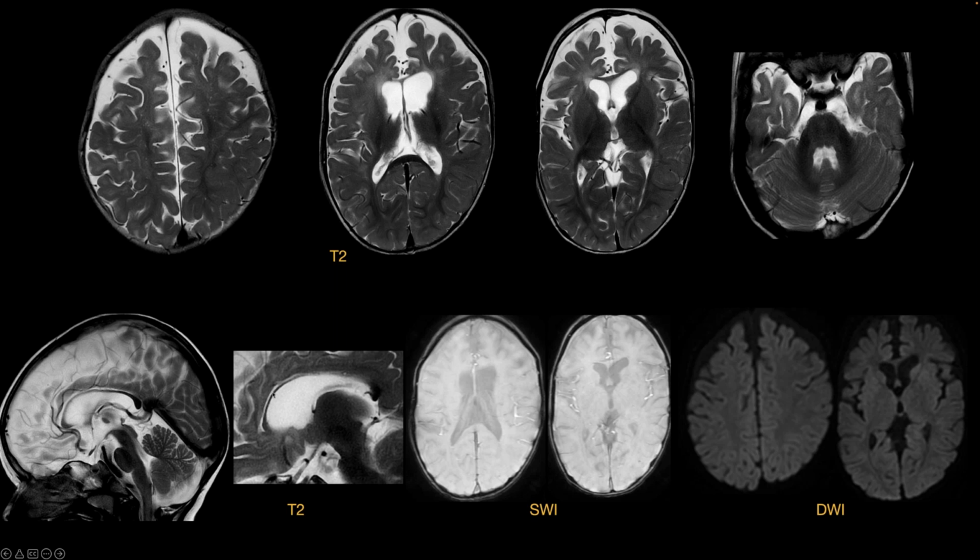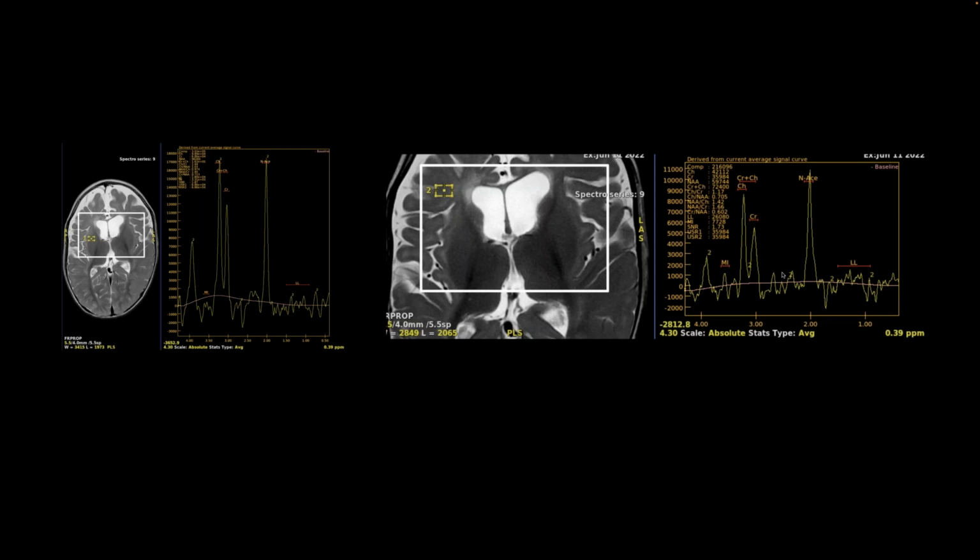Again, you can appreciate the thinning of the corpus callosum in comparison to the splenium. The anterior part is more thinned out. No mineralization or hemorrhage on the SWI sequences, and no abnormalities on the diffusion weighted sequences. Spectroscopy was done. I cannot appreciate any diagnostic peaks on the spectroscopy.